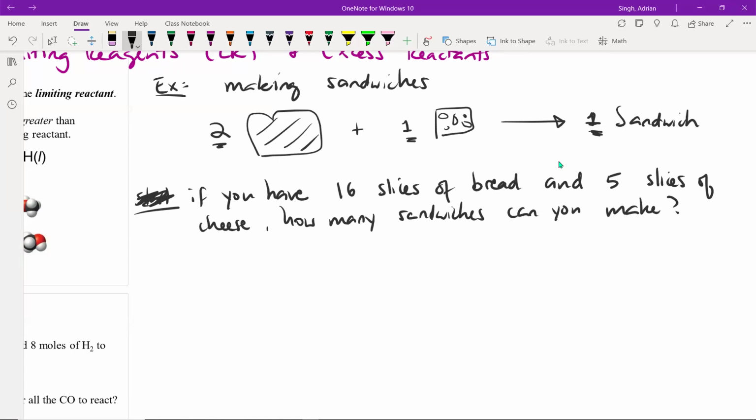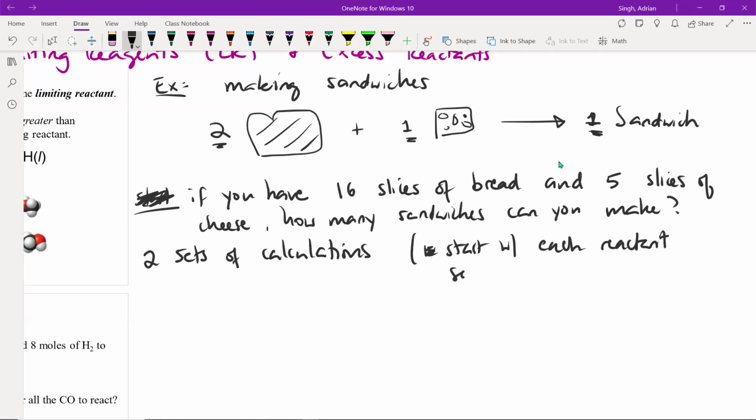Well, you can probably figure this out in your brain fairly quickly, but let's apply stoichiometry to this example. So what you want to do in a situation like this, we're going to do 2 sets of calculations, and we're going to start with each reactant separately. Okay, so let's say I start with the bread first. So I have my 16 slices of bread. Okay, so write that down. That's how much I actually have.